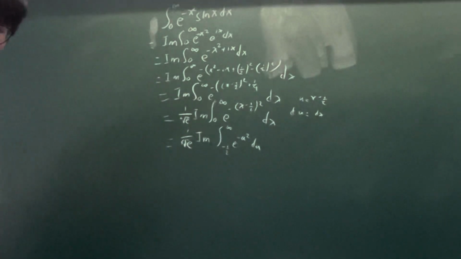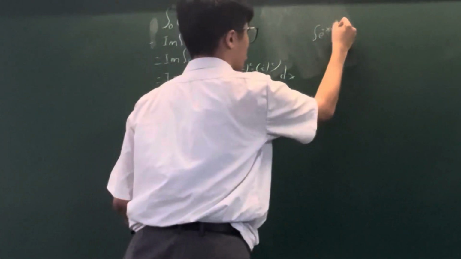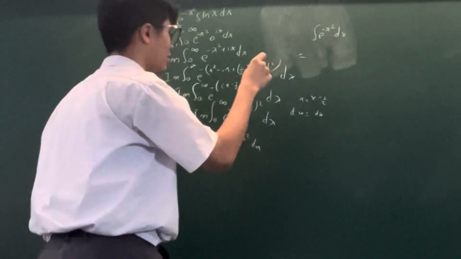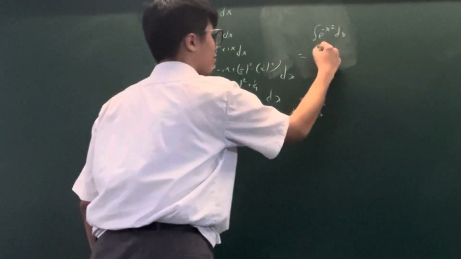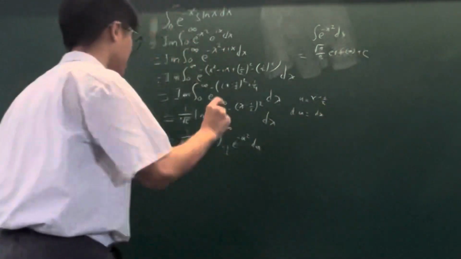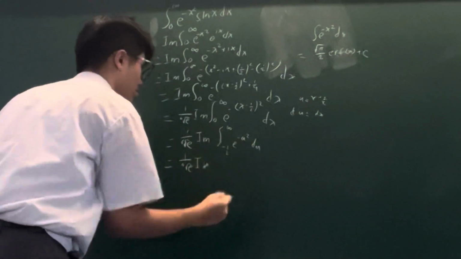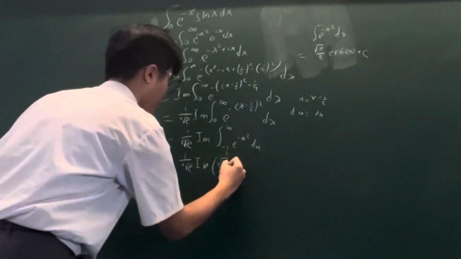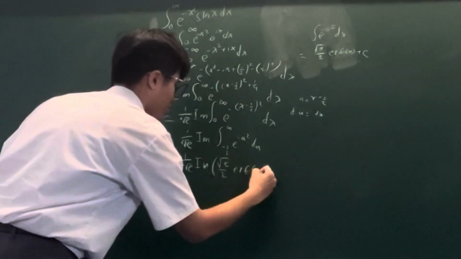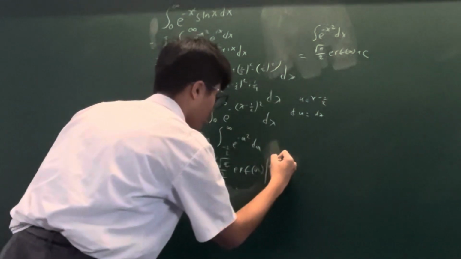Here's the deal. I'm going to use a special function here. You know, the integral of e to the power of negative x squared is going to be square root of pi over 2 times erf of x, erf of x plus c. So we're going to replace this: Im of square root of pi over 2 times erf of u, going from negative i over 2 to infinity.